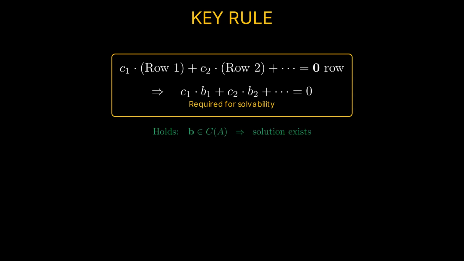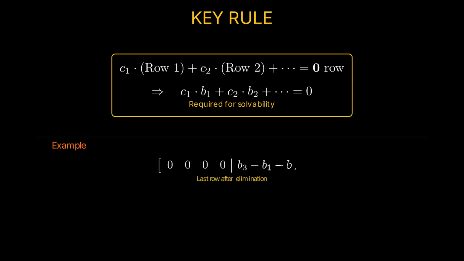When this condition holds, B lies in the column space of A, and AX equals B has a solution. When it fails, elimination produces a contradiction. 0 equals a non-zero number, and no solution exists.